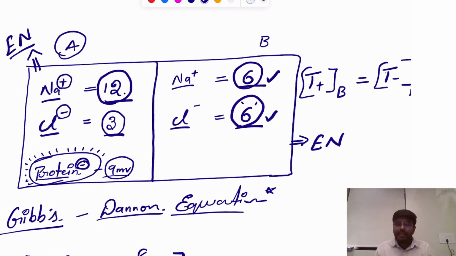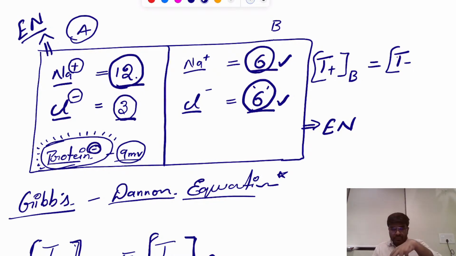Look here. How many ions are there in compartment number A? There are 12 positive ions and 12 negative ions, so 24 ions are there. Now here, only 12 ions are there.